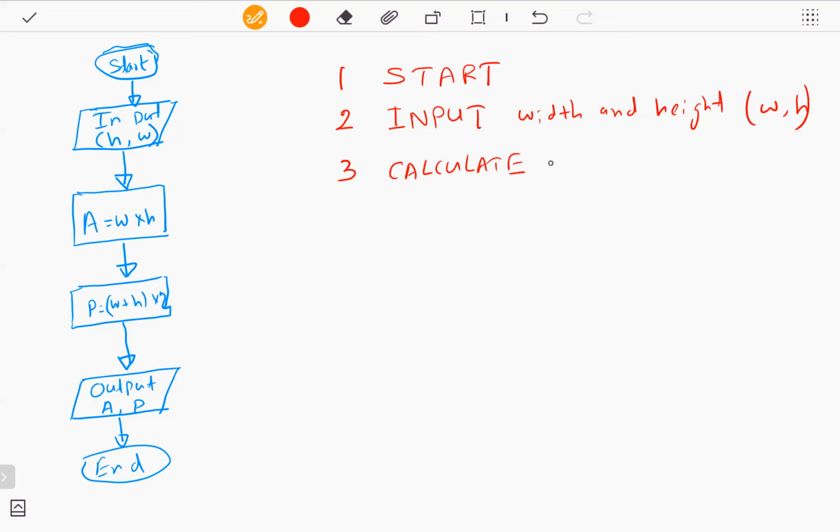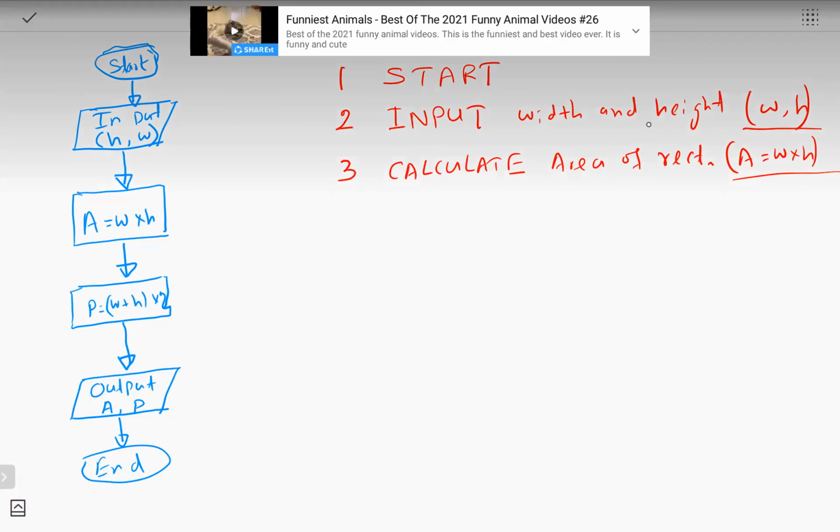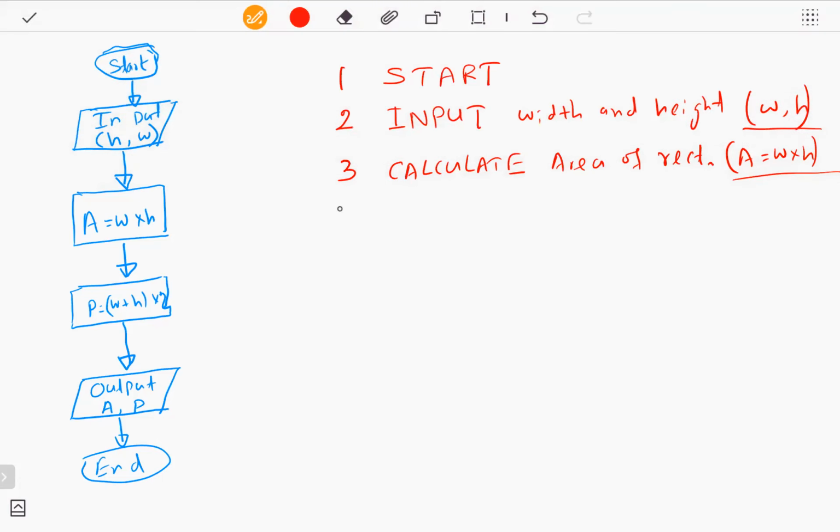Calculate area. Area of rectangle. Within brackets say A equal W into H. And as I mentioned earlier, when you are familiar with writing pseudo code, it is okay to mention only these parts. It is enough. No need to mention these statements later. But for now, please write down the statement to be clear. Right. Then step number 4.